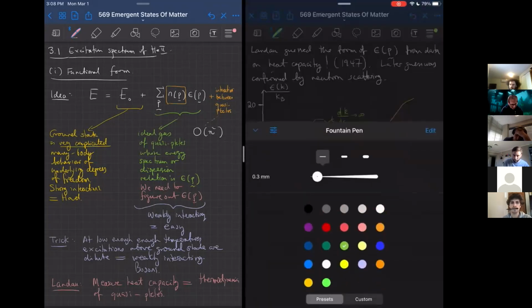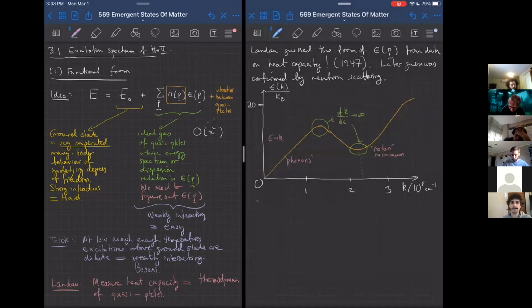So let's write it down. So epsilon of k for the phonons is just h bar times something times k, and this something is a coefficient that's called the speed of first sound. And so that's the phonons.